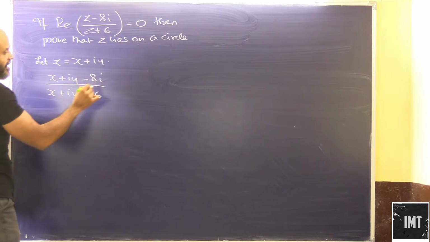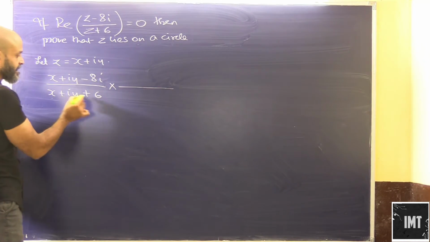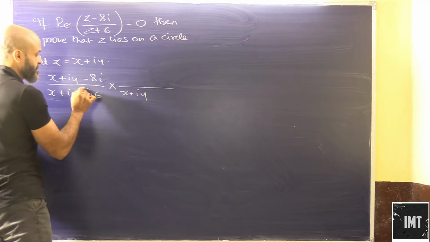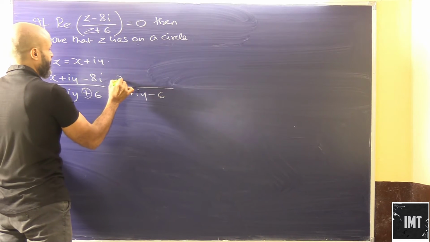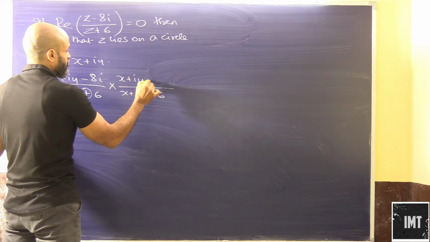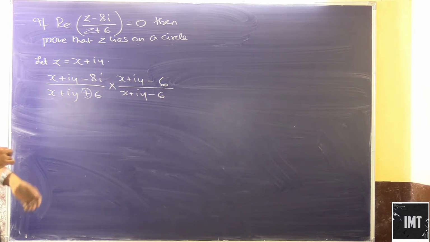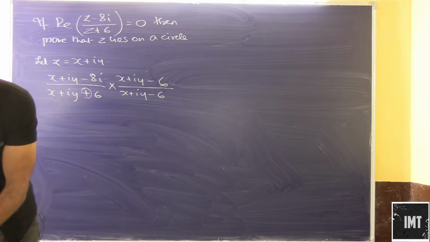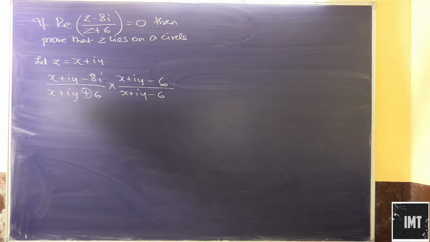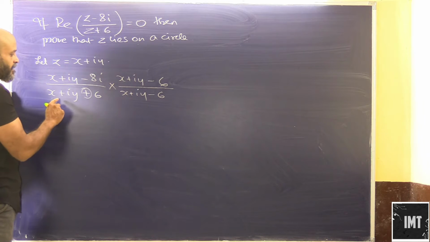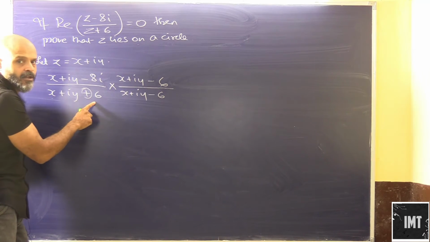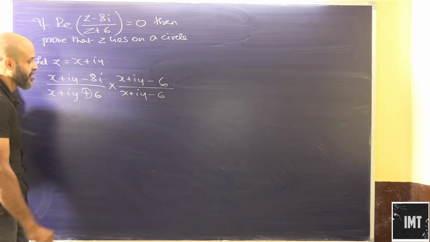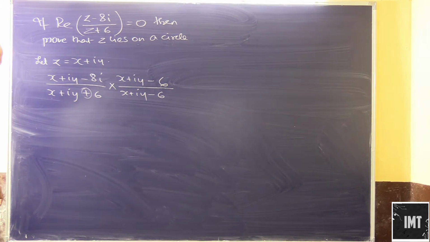This is what we get. Now we multiply it by the denominator's conjugate. We get minus 6 here, x plus iy minus 6. Okay, it is a minus 6 here. Let me just check whether I have taken the right problem here. Okay, so this will be minus 6 and this will be minus 6. Basically our intention is to get rid of the denominator part, and the only way in which we can do it is by ensuring, let me just correct it here.